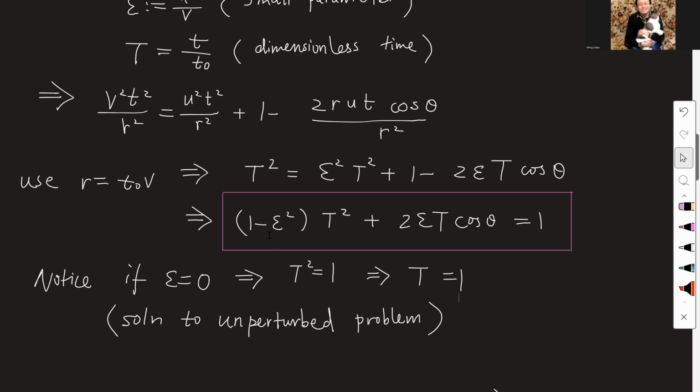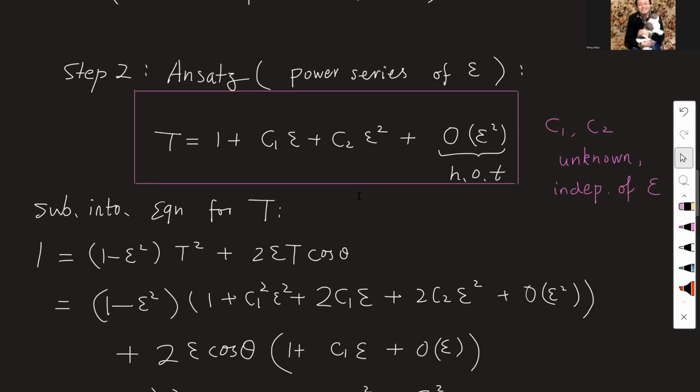We notice something in the box equation, namely if epsilon equals 0, then the equation reduces to T squared equals 1, and that means T equals 1. This is hardly surprising because epsilon equals 0 corresponds to the stationary target scenario. And we call this the solution to the unperturbed problem. Then we're going to propose an ansatz, that's an educated guess for the solution, in the form of a power series of epsilon. It goes like this. T equals 1 plus C1 times epsilon plus C2 times epsilon squared plus higher order terms of epsilon squared.